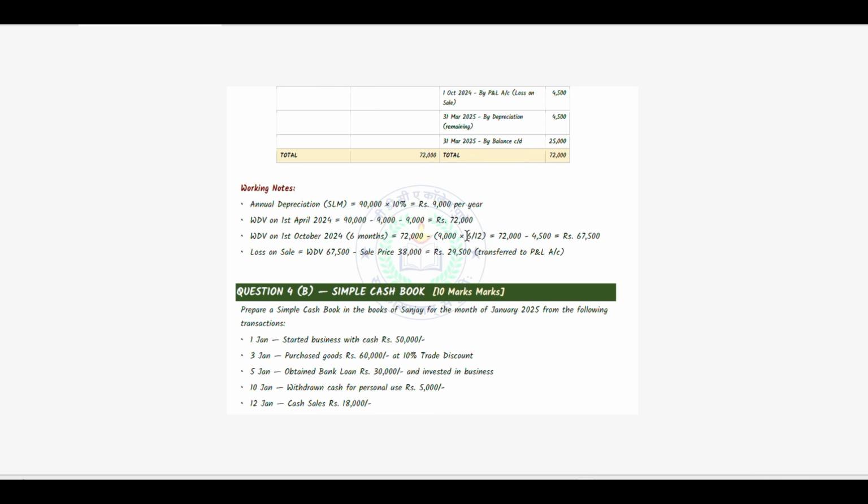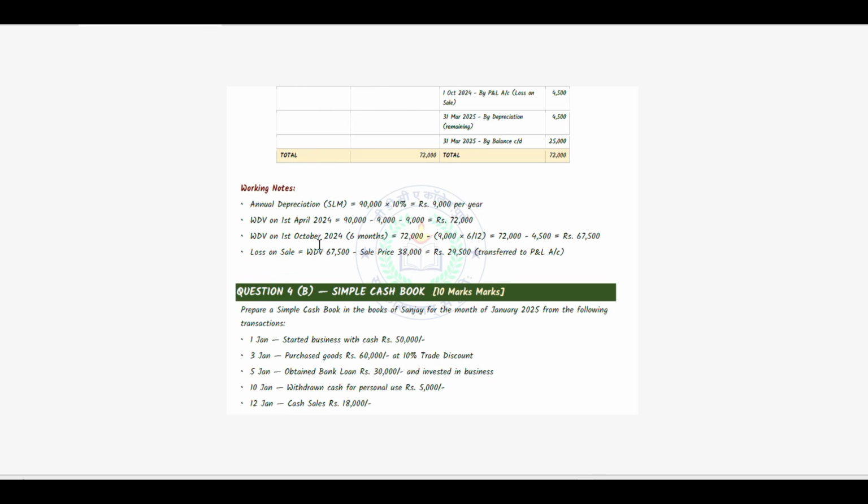So 9,000 into 6 divided by 12 is 4,500; 72,000 minus 4,500 is equal to 67,500 rupees. Half of the 9,000 rupees will be 4,500 rupees.